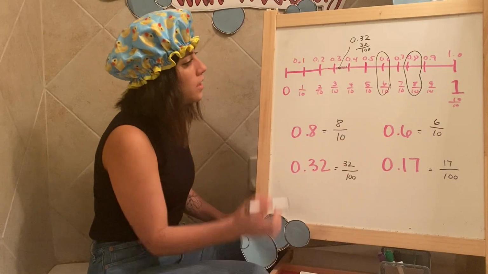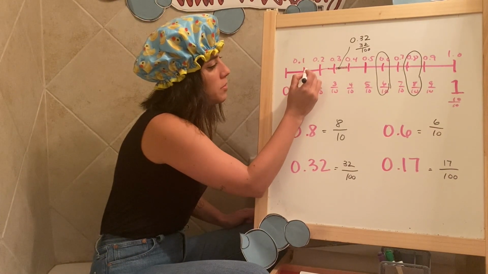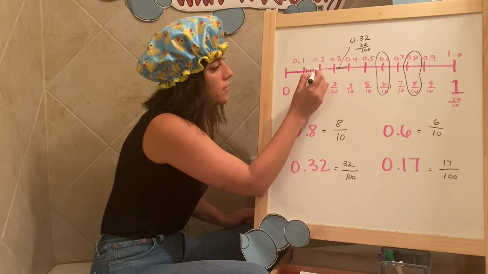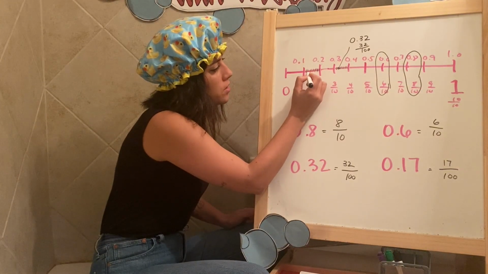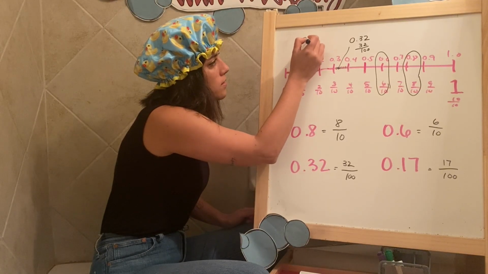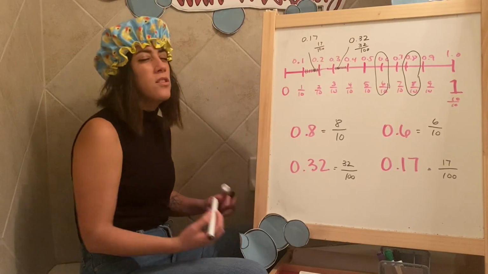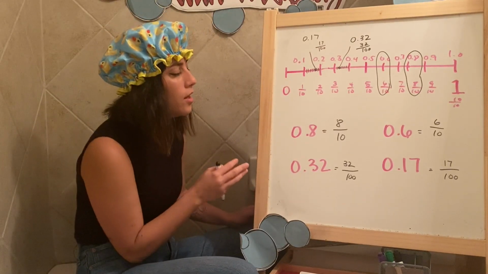Same thing with this one. It would be a little bit more than 0.1. If I broke this up into 10 spots, 1, 2, 3, 4, 5, 6, 7, 8, 9, 10, it would be 1, 2, 3, 4, 5, 6, 7. So somewhere around here, this would be 0.17 or 17 hundredths. So that's all we're really doing with our decimals.